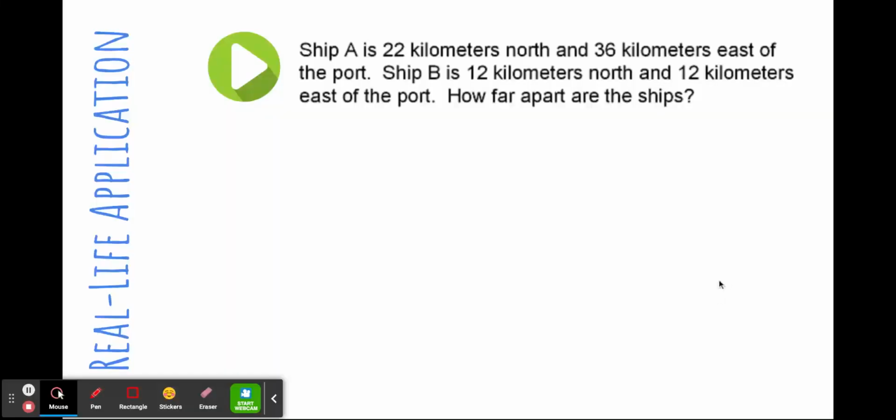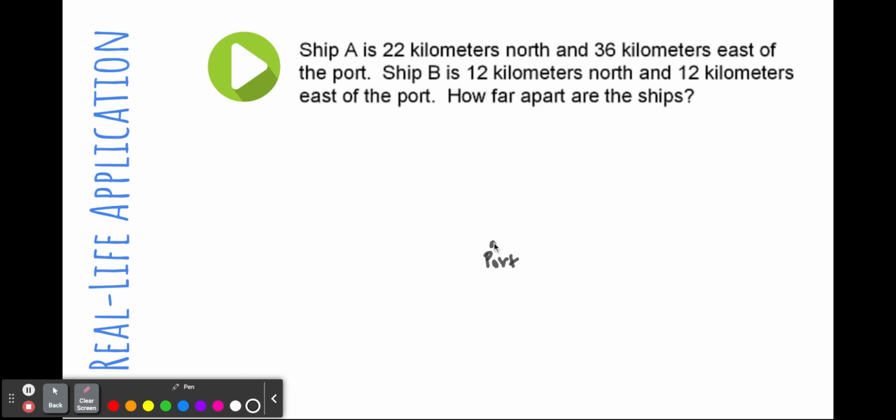Okay, here we are with a real-life application, so let's get started with this. It says that ship A is 22 kilometers north and 36 kilometers east of the port, and ship B is 12 kilometers north and 12 kilometers east of the port. How far apart are the ships? So we're going to have to kind of draw this out. So let's start by making a dot and saying, okay, this is where the port is.